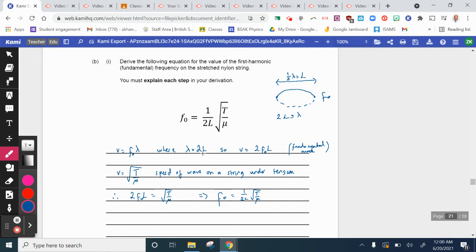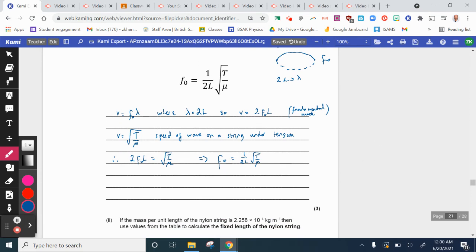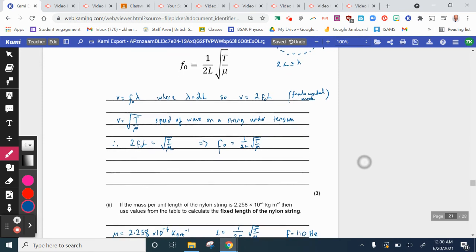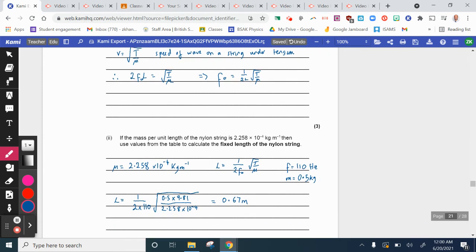And now what we can do is equate these two, and we get 2 times the fundamental frequency times the length of the string is equal to the square root of the tension in the string over the mass per unit length of that particular string. Rearrange to get f equals, and we end up with what we started off with there. And that's the derivation of the fundamental frequency of a stationary wave on a string.